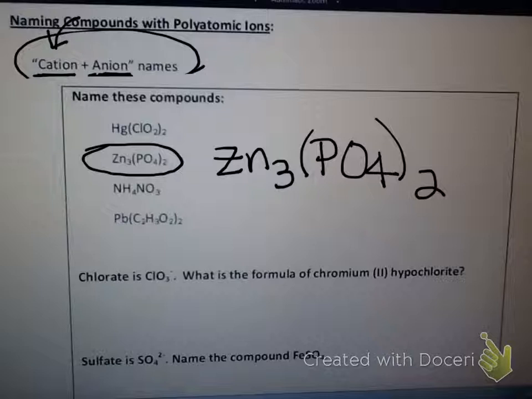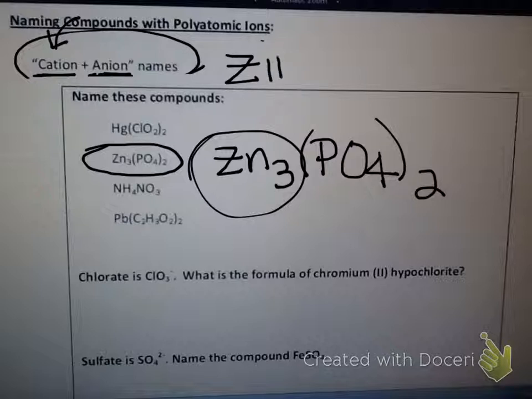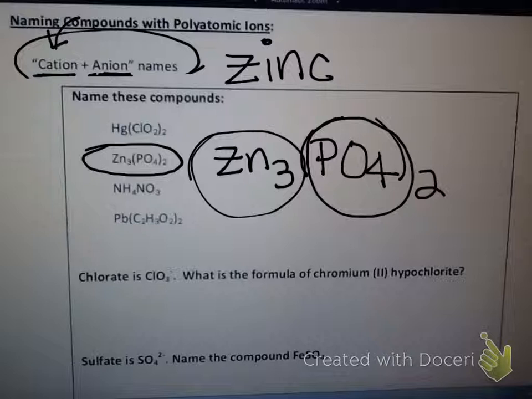Alright, so what is our cation? Our cation here is zinc. Is zinc a metal that can have more than one charge? No, zinc can only have one charge. Its charge is always +2. So we just name zinc. Now what's the anion that we have here? Notice it's PO4. PO4 is part of the 8 series that you need to memorize. This is phosphate.